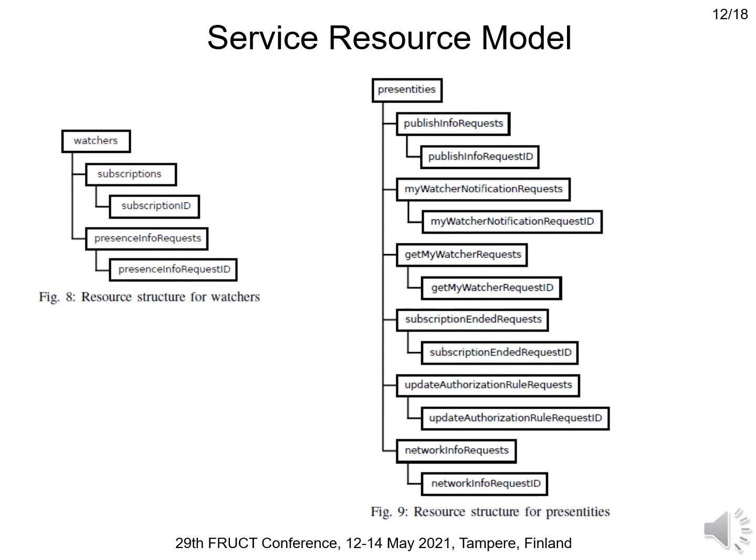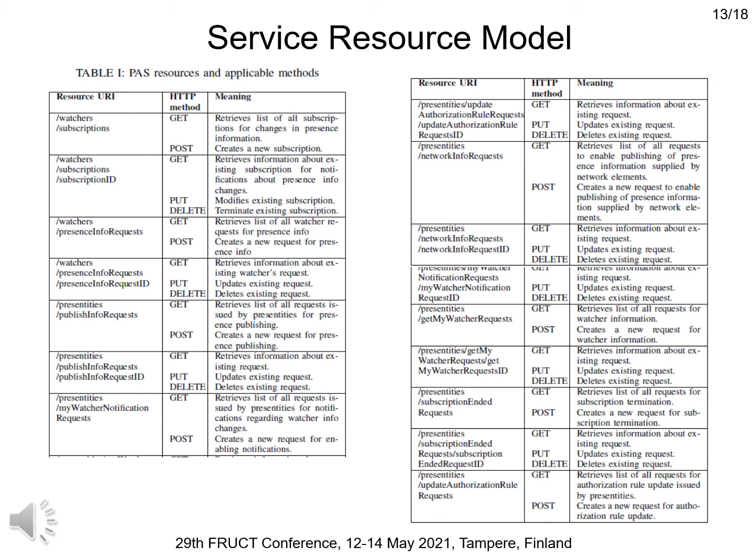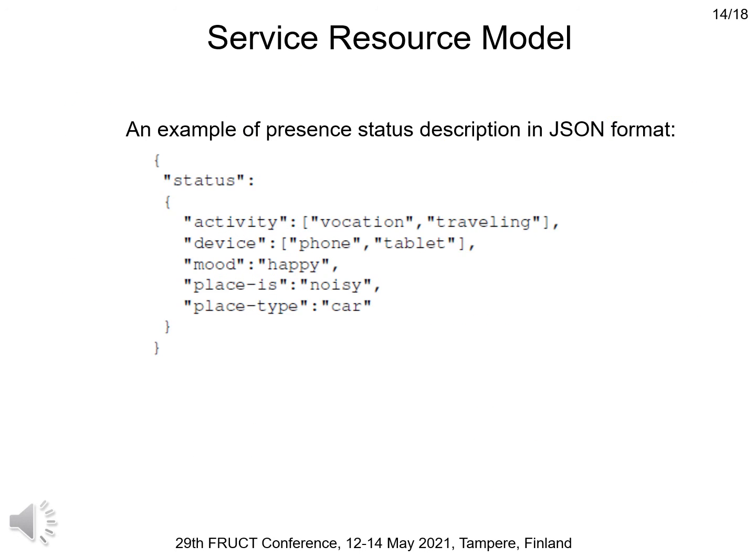REST uses the concept of a resource representing a physical or logical entity. Service resources are organized in a tree structure where each uniquely identified resource follows the service root uniform resource identifier that may be found in a service directory. Both presentity and watcher resources are defined. All resources are manipulated using 4 simple operations mapped onto HTTP methods: get, post, put, and delete. The body of the HTTP methods describes the presence status in JSON format.